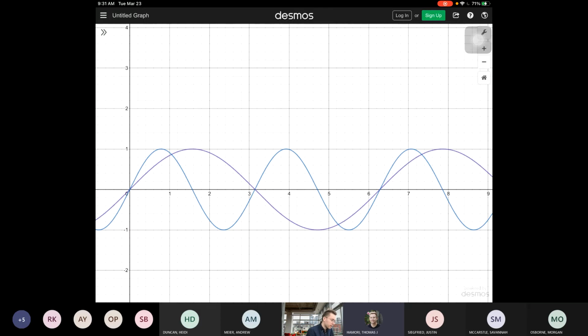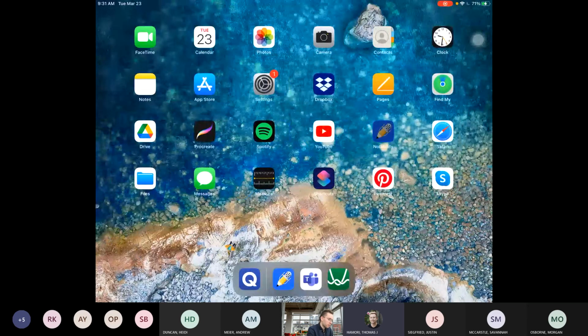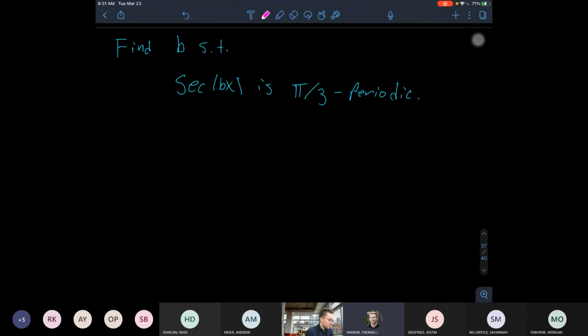Okay, in fact, we even commented on what the periodicity would be when we have a bx on the inside. But let's approach this from maybe a more analytic perspective. Okay, so I'm going to step away from geometric interpretations for a minute, and consider the following.